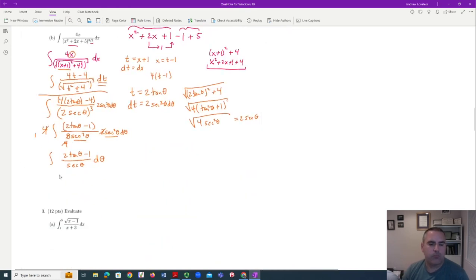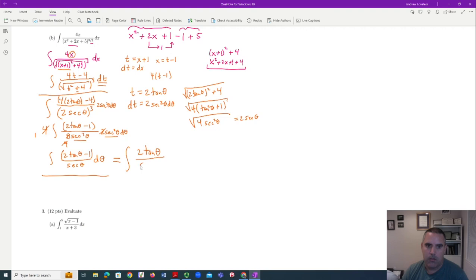Now what? Well, we're done with that piece. Now we have a trig integral. We're going to need to recognize it, and I don't recognize it. So I probably am going to have to rewrite it. But that doesn't scare me. So I'm going to split it into 2.